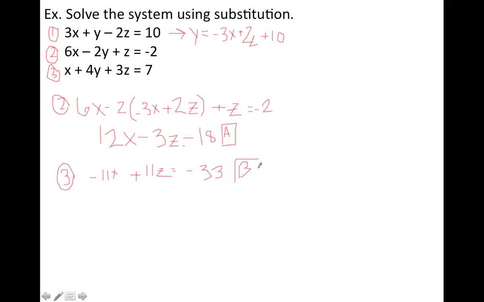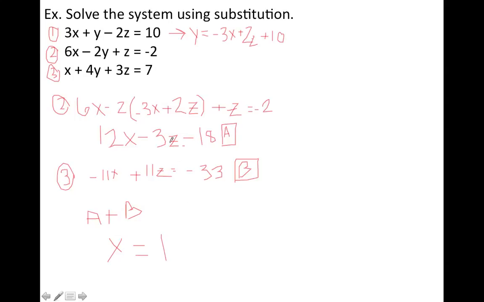We substituted in y, and now we're left with equations with two variables. I will then add up equations A and B to eliminate one of our variables. And when you add up equations A and B, you're going to have to multiply each one by the opposite number. And when we add up A and B, we are eliminating z, so we get x to be 1.